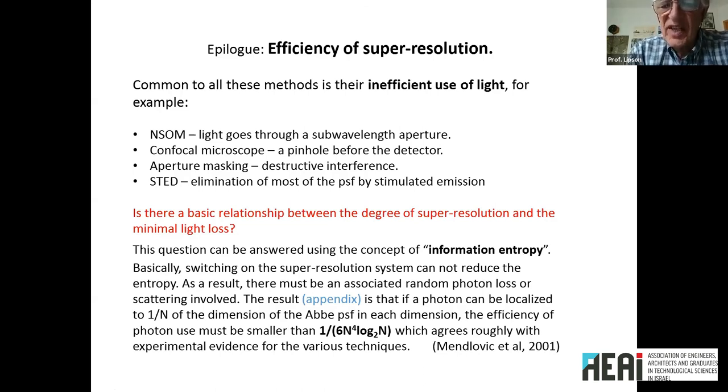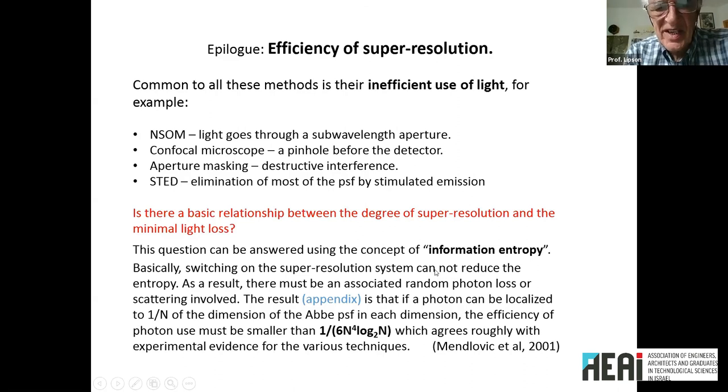If you look at the information which you have in the object, in the classical sense before you choose super resolution, that's the beginning of what we talked about with Lukosz's definition of the space bandwidth product. So now let's switch on the super resolution system. Switching it on cannot reduce the entropy. You can't reduce the entropy of a system by switching on something like a refrigerator. You have to throw away entropy; it is conserved or increased, but it cannot be reduced.